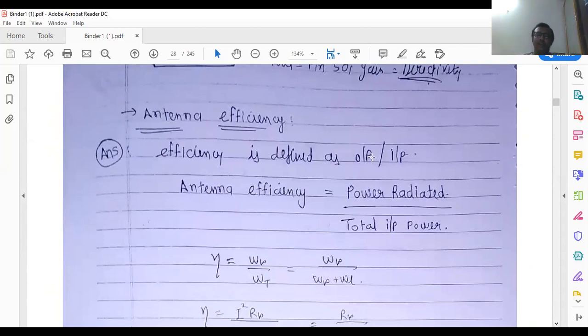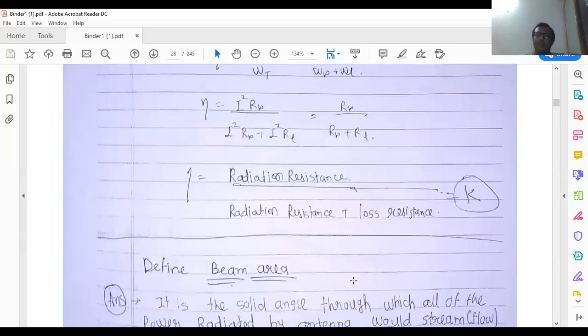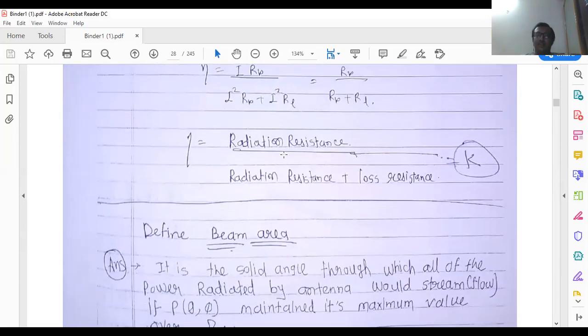Now, antenna efficiency is equal to power radiated divided by total input power. It is known as antenna efficiency. Here, radiated power is transmitted power, the input power. So radiated power plus loss power. Obviously, transmission means radiation plus loss. So it is known as RR plus RL. It is the final equation of radiation resistance.